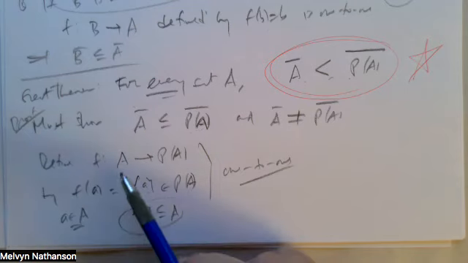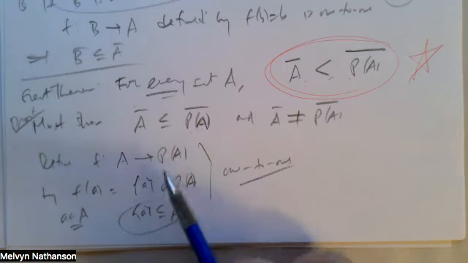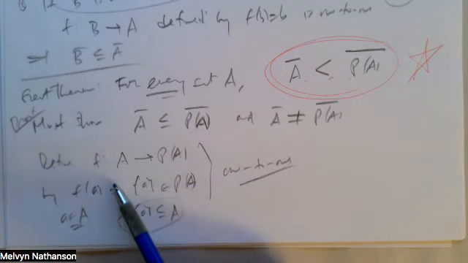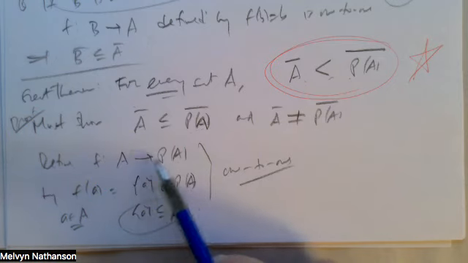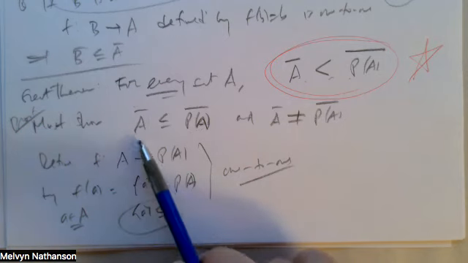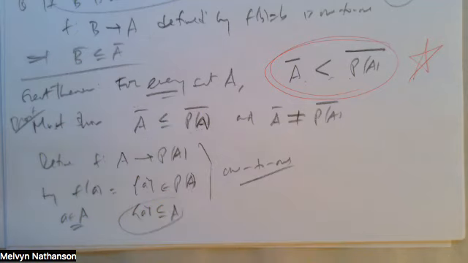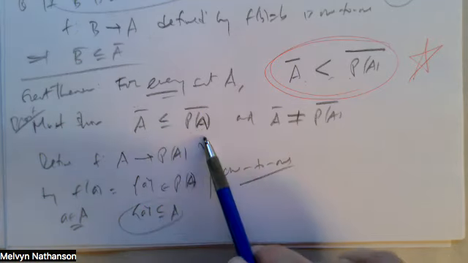So if I take an element of A and I look at the subset of the set capital A consisting of just that one element, that defines a 1-to-1 function from the set A to the power set of the set A. And because there exists such a 1-to-1 function, this means the cardinality of A is less than or equal to the cardinality of the power set of A. So this half is done.